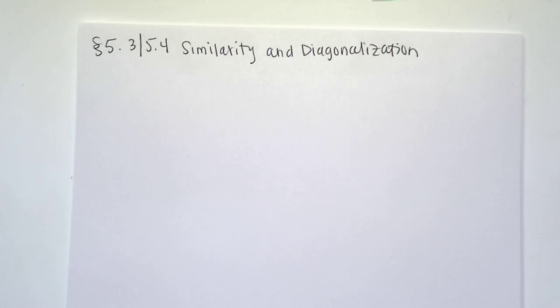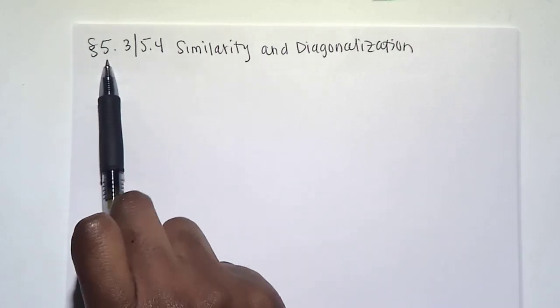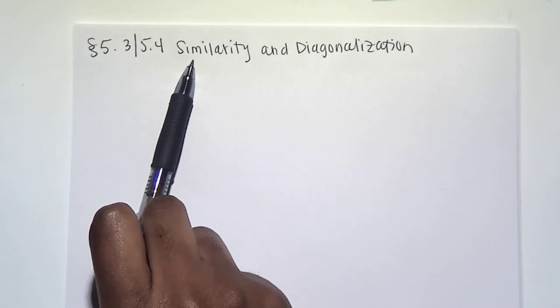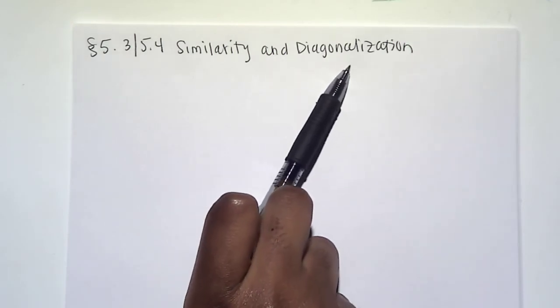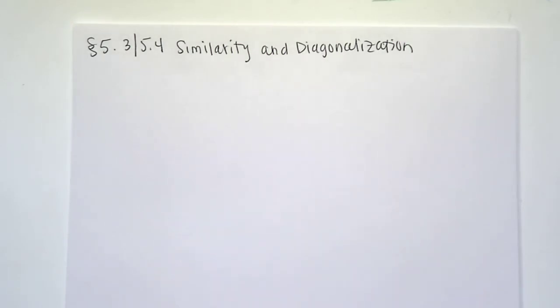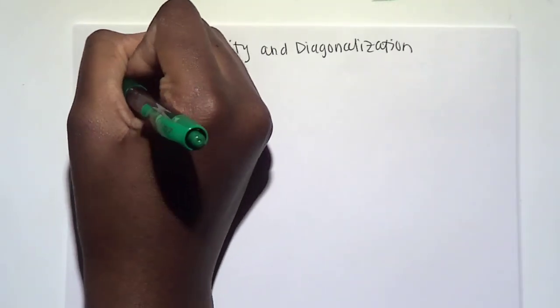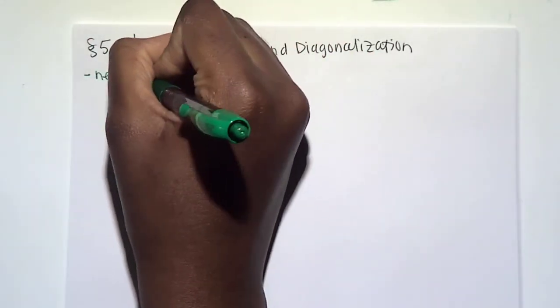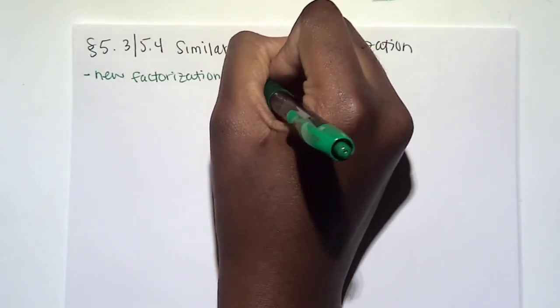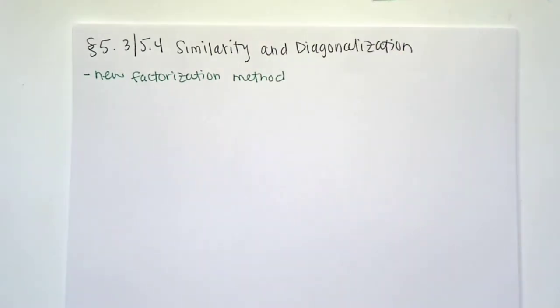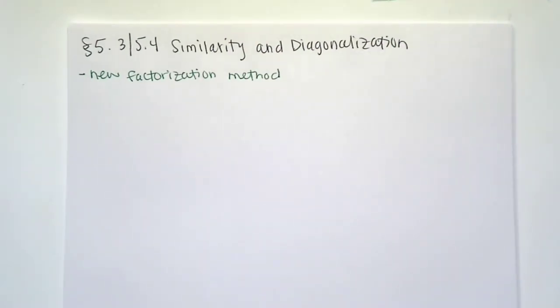All right, so in this section, we're blending two sections together. 5.3 is similarity, and we really are only going to use the definition of similarity to help us talk about 5.4, which is diagonalization. Diagonalization is actually a new, for us, factorization method. Just like LU factorization was a way to factor a matrix, this is another method called diagonalization. But first, let's start with similarity.